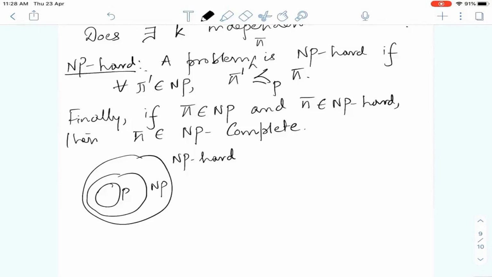Why is NP a subset of NP hard? Did I do this wrong?